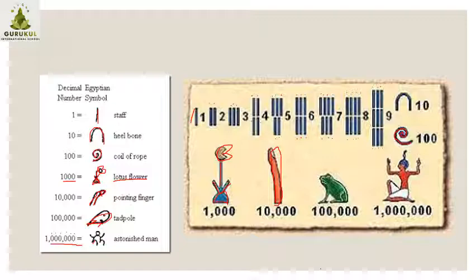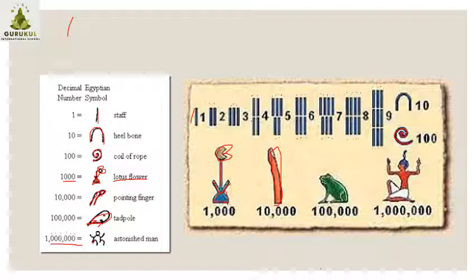Then here it is properly drawn. If you cannot draw it, then you can draw it like a fish. You can draw that tadpole. So that indicates 1 lakh. And this is the astonished man. I feel that figure is easy to draw. So that indicates 10 lakh. So have you understood all?